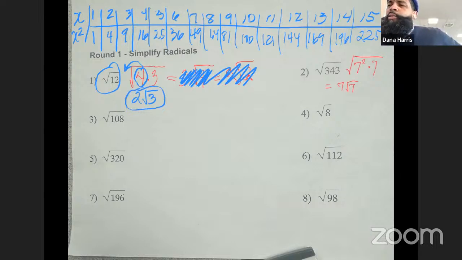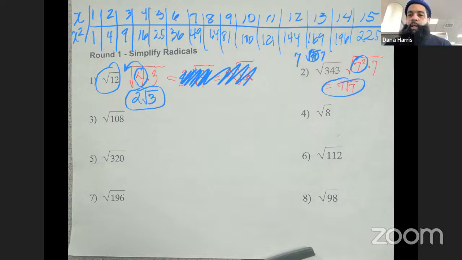Number 2, this one, 343, may or may not be a perfect square number. I don't think 343 is a perfect square number, but I broke it down into 7 squared times 7. Let's see if the square root of 343 is a whole number. It's not. So I broke it down to 7 squared, which I do know is 49, times 7. So I could say the square root of 49 times 7. The square root of 49 is 7, so we end up with 7 times the square root of 7.